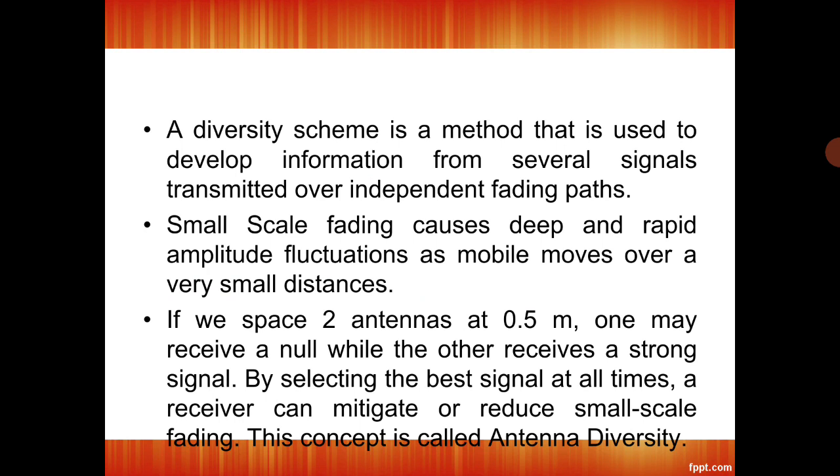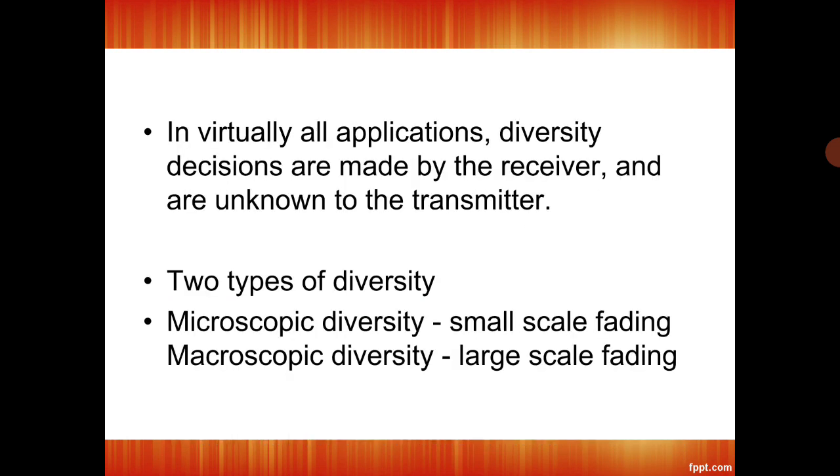over independent fading paths. Simply, small scale fading causes deep and rapid amplitude fluctuations as the mobile moves over a very small distance. If we space two antennas at 0.5 m, one may receive a null while the other receives a strong signal. By selecting the best signal at all times, a receiver can mitigate or reduce the small scale fading. This concept is called antenna diversity. This diversity concept is applicable in virtually all applications.